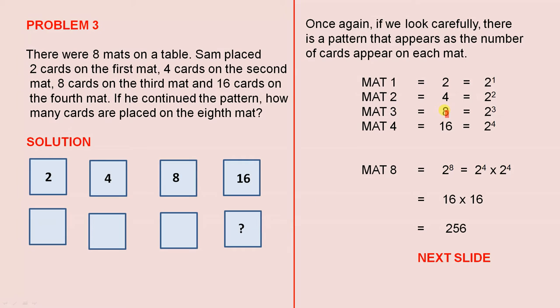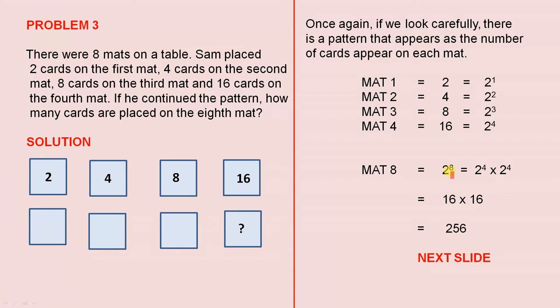Mat 3 has 8 cards, which is 2 to the power of 3. Mat 3, 2 to the power of 3. Mat 4 has 16 cards, which is 2 to the power of 4. So mat 4 is 2 to the power of 4. So mat 8 must be 2 to the power of 8, if we follow the same pattern.